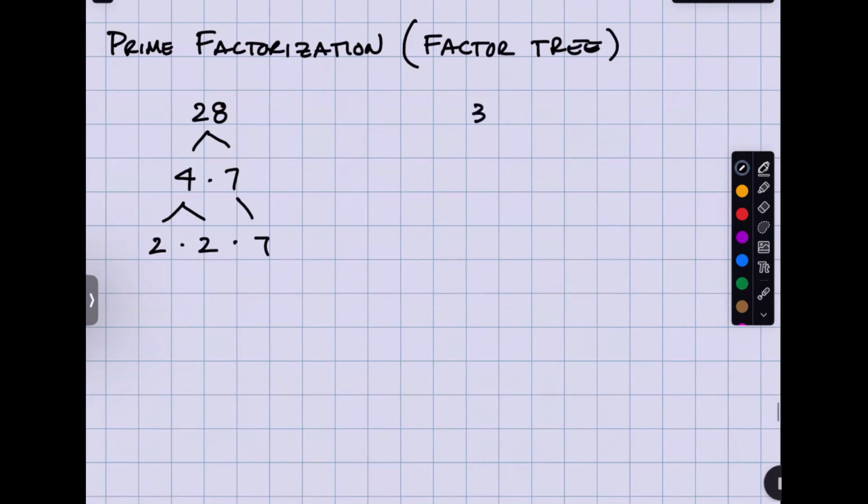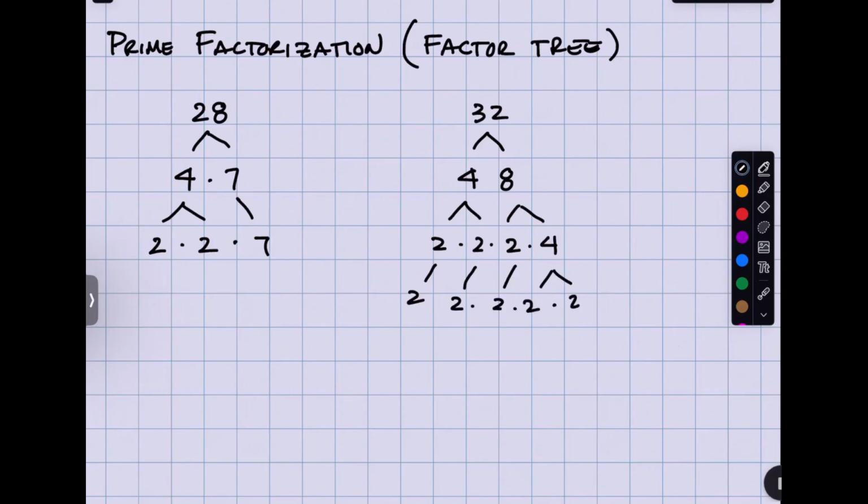Let's do the same with 32. If I said 32, what are the first two pair of numbers that you think of? Four and 8. Awesome. Is 4 a prime number? So that's 2 times 2. Is 8 a prime number? What's the first two numbers that come into your mind? 2 times 4? 2 is a prime, 2 is a prime, 2 is a prime, 4 is 2 times 2. So 2 times 2 times 2 times 2 times 2 is 32.